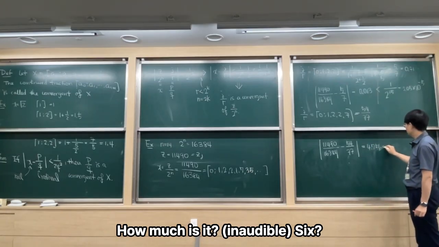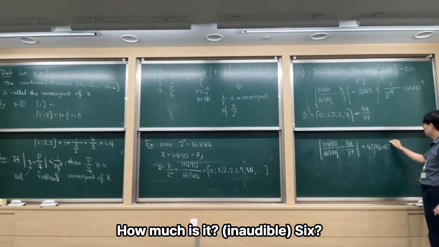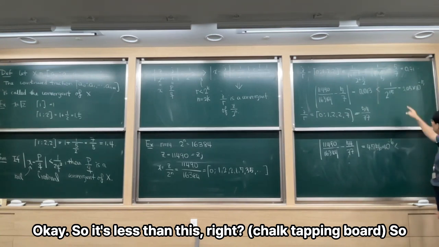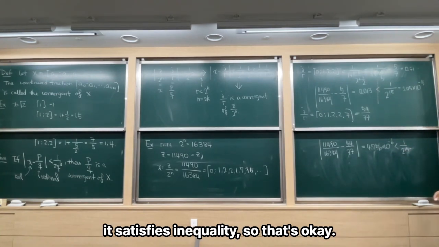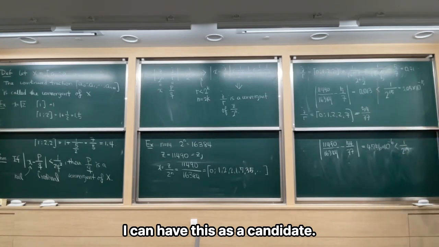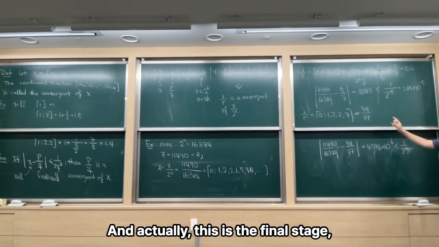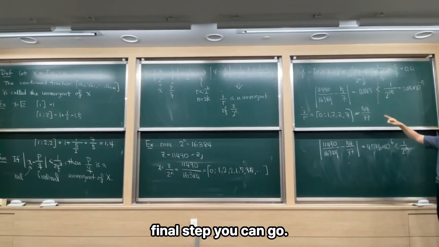Times 10 to the minus 6, okay. So it's less than this, right? So it satisfies the inequality. So that's okay. I can have this as a candidate. And actually, this is the final step you can go.